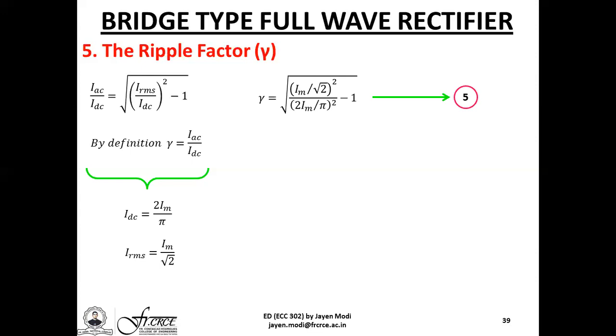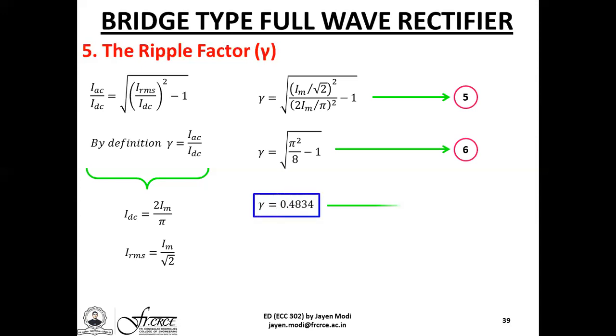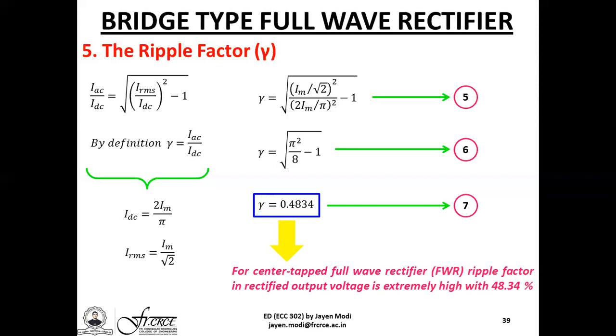Solving it, cancelling off the Im and Im terms, we get equation number 6 as gamma is equal to square root of pi square by 8 minus 1, which when calculated gives us gamma is equal to 0.4834, meaning the ripple factor for the bridge type full wave rectifier circuit is exactly the same as the center tap full wave rectifier circuit. This means that similar to the center tap full wave circuit, the bridge type full wave rectifier also has a very high ripple factor, which is typically 48.34%.